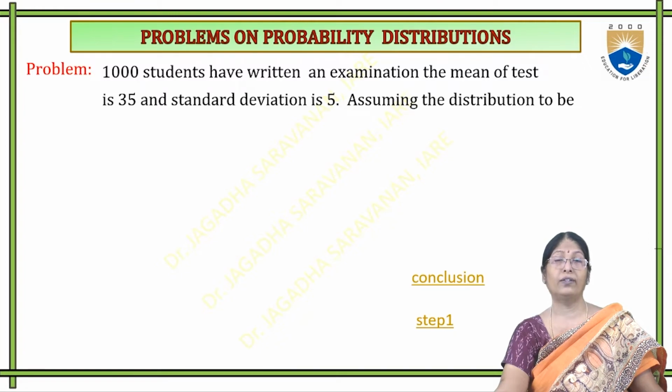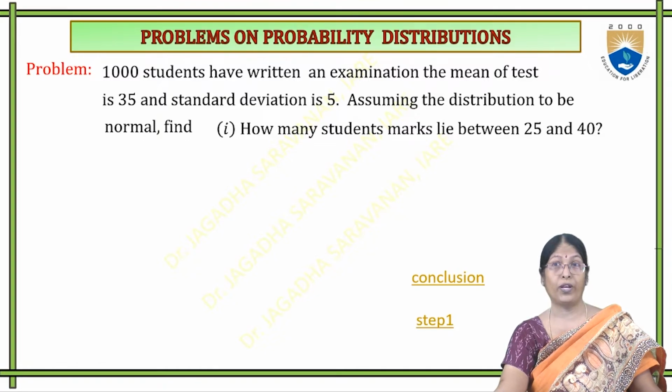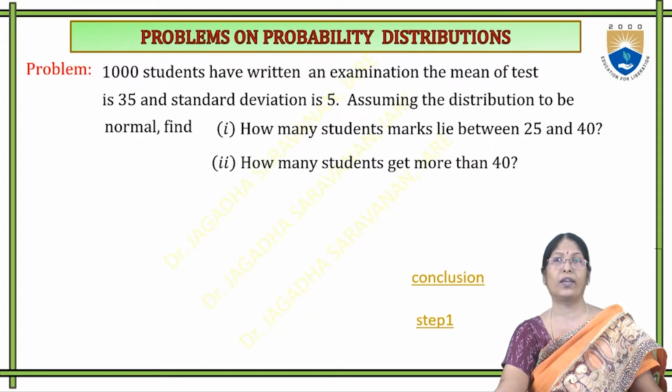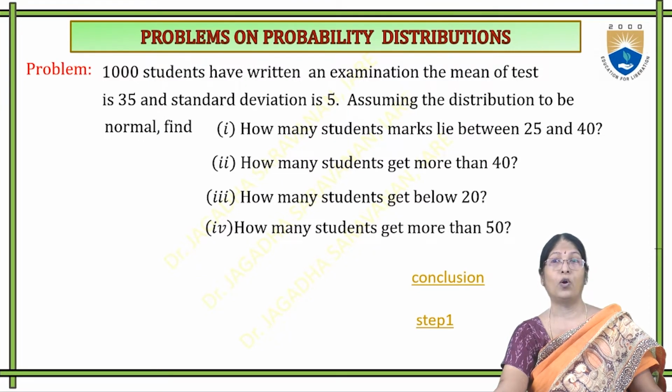Yeah, now we can see we completed binomial and Poisson. The third distribution is normal. 1,000 students have written an examination. The mean of the test is 35, standard deviation is 5. Assuming the distribution to be normal, find how many students marks lie between 25 and 40, how many students get more than 40, how many students get below 20, and how many students get more than 50.